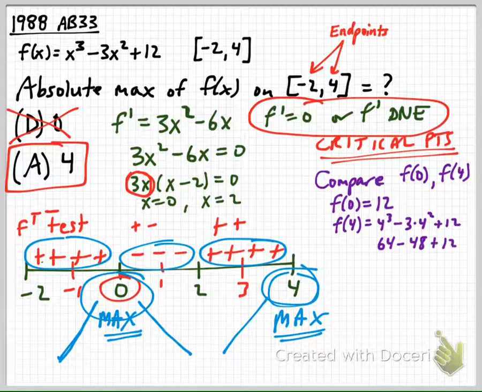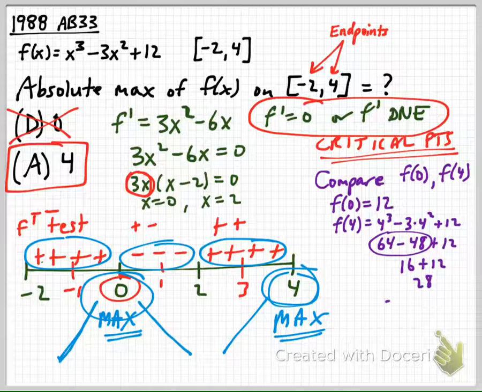Plus 12. Well, we already know that 64 minus 48, and then add 12, it's going to be positive. So we already know it's going to be bigger. But 64 minus 48 is 16. 16 plus 12 is 28. 28 is greater than 12. Mount Everest is greater than Mount Whitney.